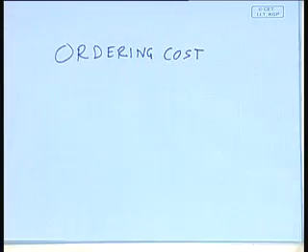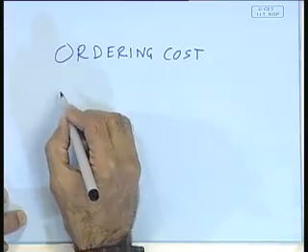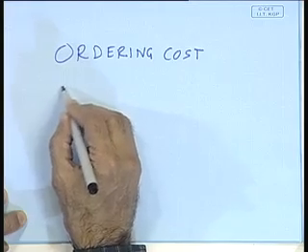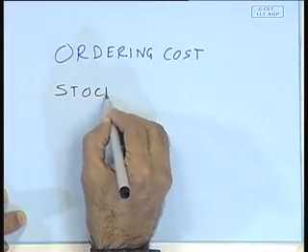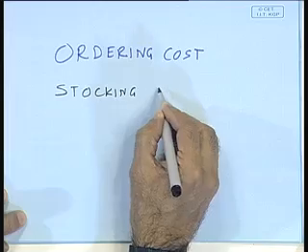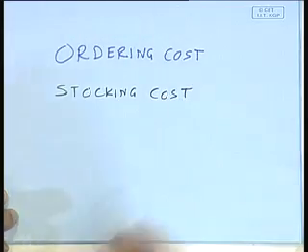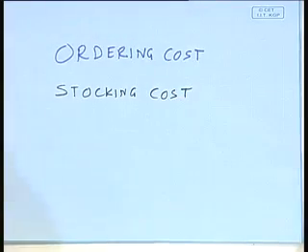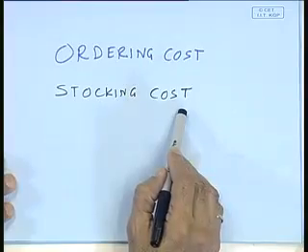Ordering cost is independent of the quantity ordered. Now this is one kind of cost. The other cost that I've got involved in inventory management is called inventory cost or stocking cost. So ordering cost would involve the paperwork that is involved in placing a single order regardless of the quantity. Stocking cost, of course, is the cost of holding the material in storage at your site, at your location.